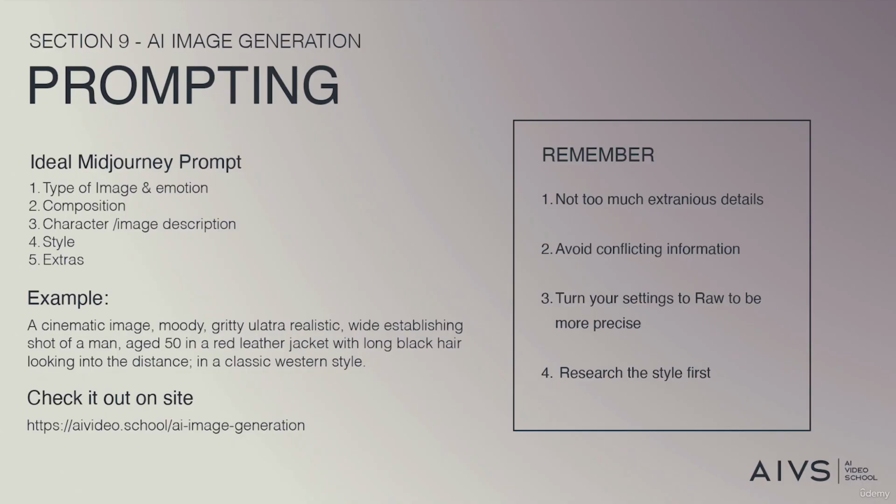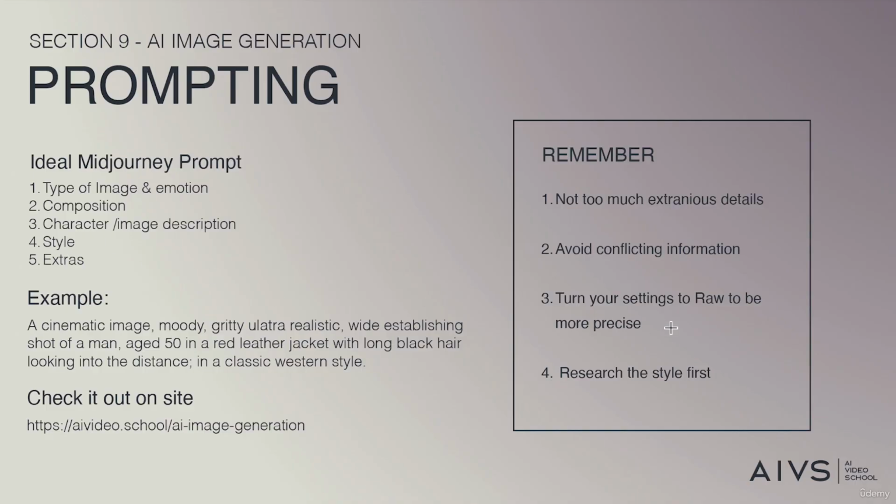So a cinematic image, that's the type of image that it is. Moody, gritty. Okay, that's the emotion that it is. And I'm saying ultra realistic. And then the composition here, point 2, is wide establishing shot of, number 3 here, character of a man. He's aged 50 and he's in a red leather jacket with long black hair. He's looking into the distance. The style is a classic Western style. Extras, if you wanted him to be holding a gun or something like that, or in the background have a herd of horses and things, then that's where you'd put in the extra details.